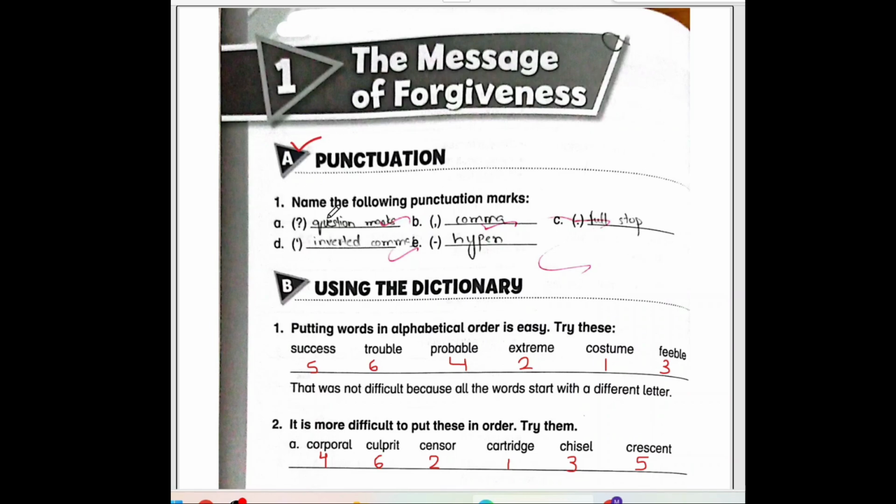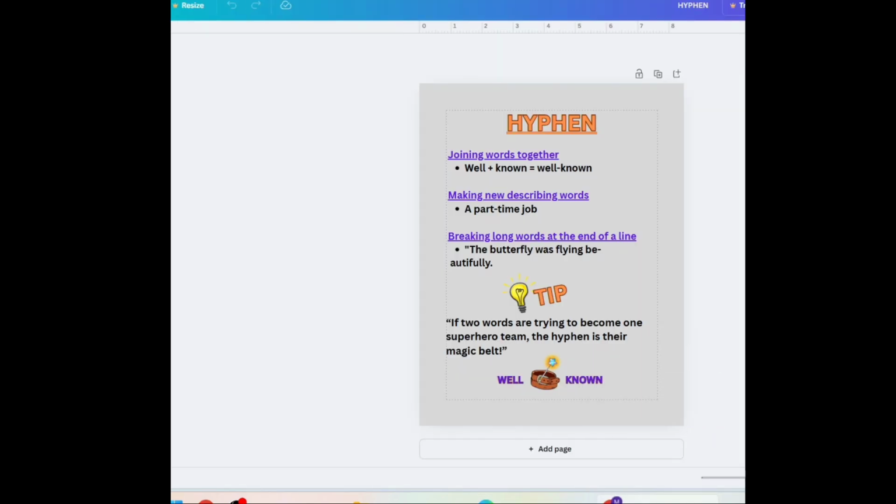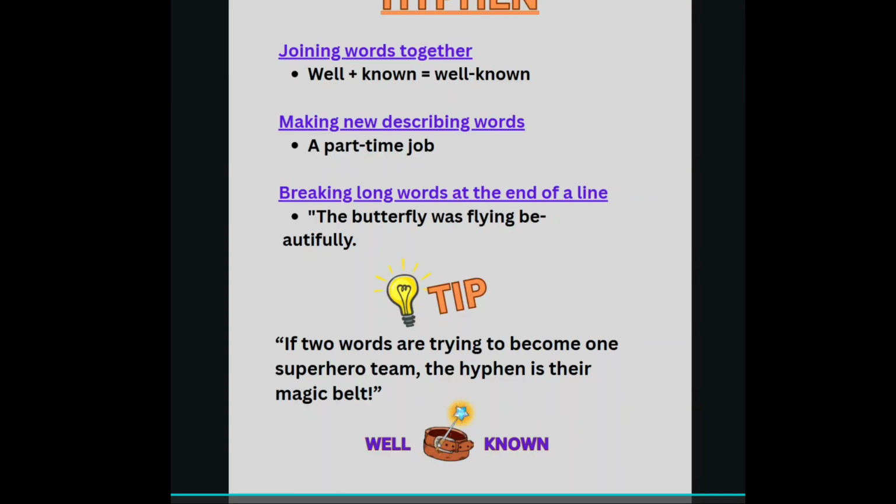So question number 1 is: name the following punctuation marks. In part A, this is a question mark, this one is a comma, this one is a full stop, this one is inverted commas, and this one is a hyphen. What is basically a hyphen? It might be new for you to learn about the hyphen. So let's dig in. What is basically a hyphen?